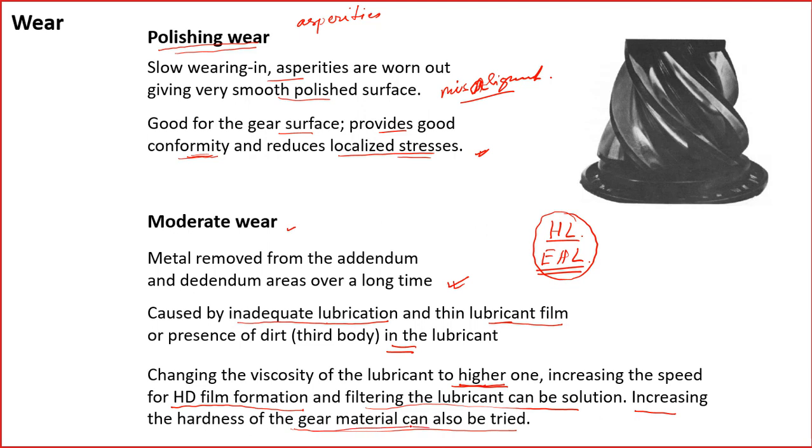So if the gear is failing because of moderate wear, you see that the wear is not just polishing, it is more than polishing, and material is wearing out. So we can try these kinds of solutions, or during the design stage itself we should take care of this. We should ensure that material hardness is appropriate, that the lubrication is good, both the base oil as well as the additives, and also that the speed and the viscosity of the lubricant are suitable.